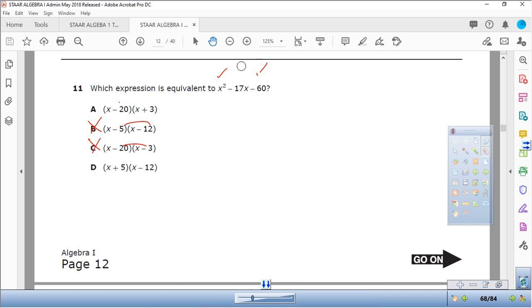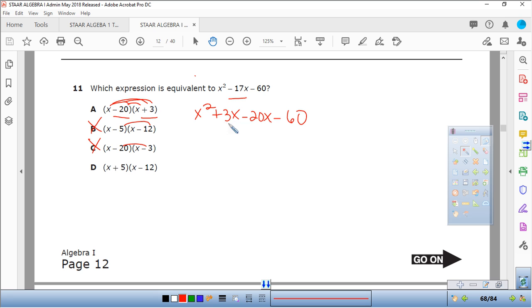Several ways of doing this. You can actually FOIL it out, do all this stuff, or you can actually graph it. I can't tell you which one to do. You decide what you want to do. But I know when I add them up, I wind up with that negative 17 right there. This one plus that one. So I should do the FOIL method. X squared, positive 3x, negative 20x, negative 60. This right here gives me that negative 17x, which I'm looking for, ace.